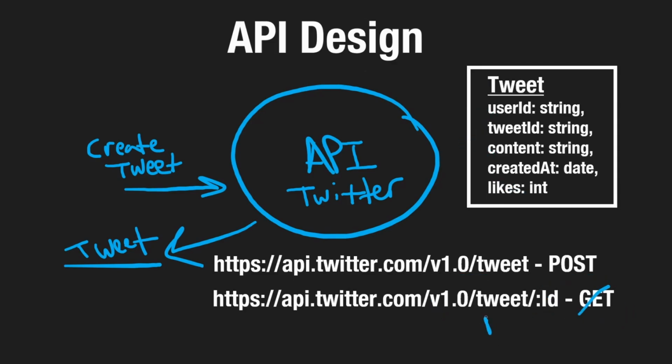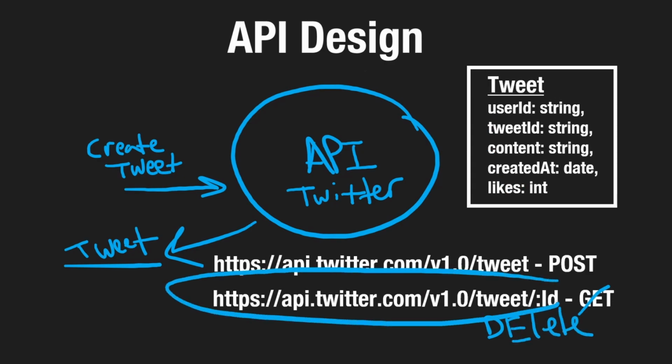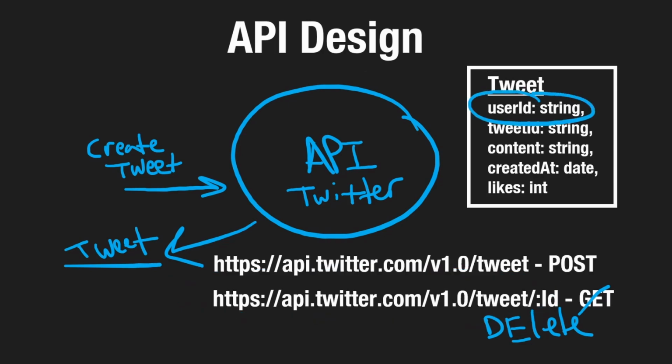We could also have had a delete endpoint, which would be responsible for deleting that tweet, but only if we are the actual creators of that tweet. So we would probably have to pass our user ID, and probably some more additional authentication and authorization would go on in the back end, but that's something that's out of the scope of API design typically.